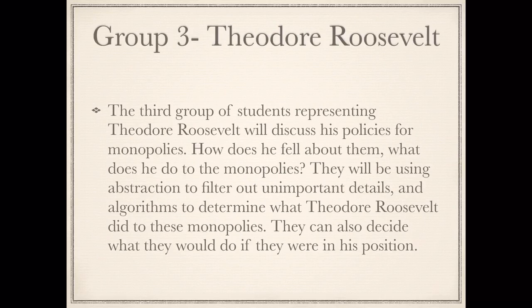Group 3 is going to be Theodore Roosevelt, or President Theodore Roosevelt at this time. They're going to be using abstraction, algorithm, deconstruction, and pattern recognition to analyze Theodore Roosevelt's policies toward monopolies and how he felt about them and how these policies are constructed. They can also put themselves into his shoes and decide what they would do if they were him.